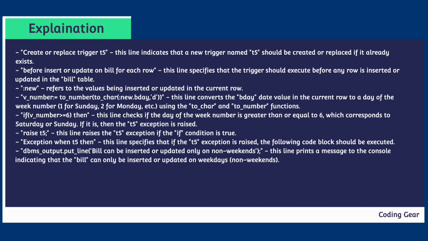If it is, then the T5 exception is raised. Raise T5. This line raises the T5 exception if the if condition is true. Exception when T5 then. This line specifies that if the T5 exception is raised, the following code block should be executed.